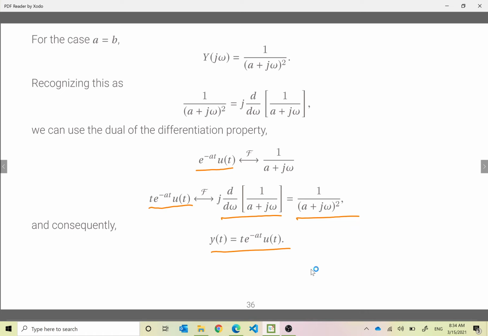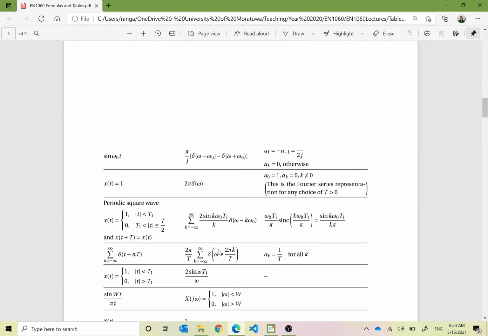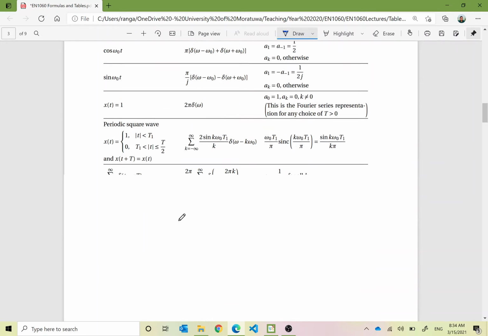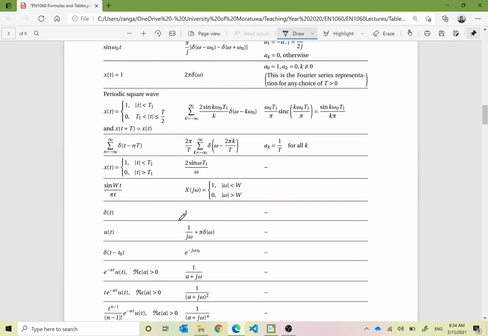To know this relationship, we can turn to the tables. We can use the basic Fourier transform pairs table and find out that when you have t e to the power of minus at u(t), its Fourier transform is 1 over (a plus j omega) squared. All the other Fourier transforms are also listed here, so you can refer to this table. In an exam situation, this table must be given.